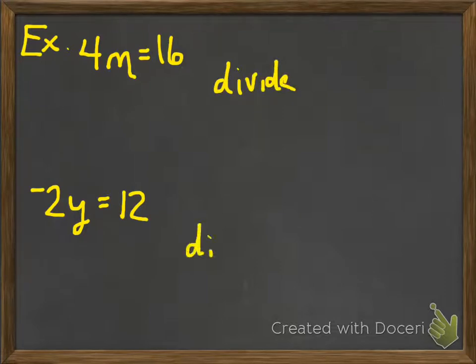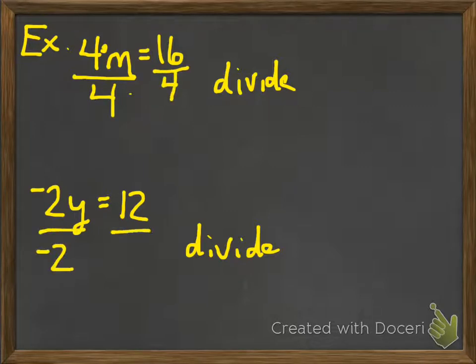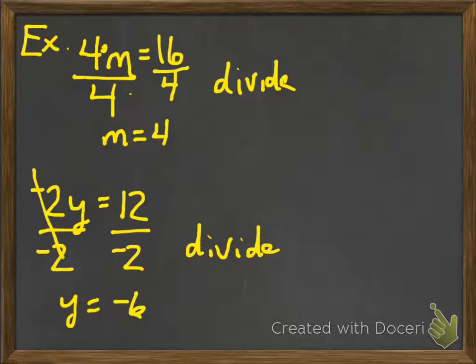So I'm going to divide both sides by 4. When I do that, I get m equals 4. On the other one, I'm going to divide by negative 2 to get y equals negative 6. Notice again that these cancel out, the 2's, or in this case the side on the left side canceled out, and you're trying to get the answer from these two.